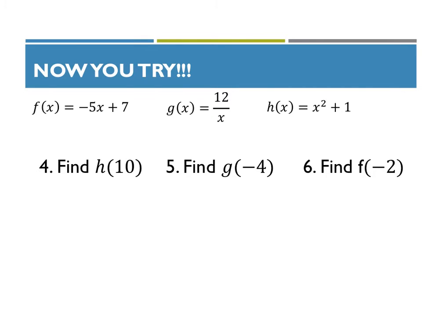So I want you guys to take a moment and try these on your own. Again, we're pertaining to the same exact functions from the slide before, but again, pay attention to what function it is pertaining to. And so you can pause the video and we'll go over these here in a few seconds. Good luck.